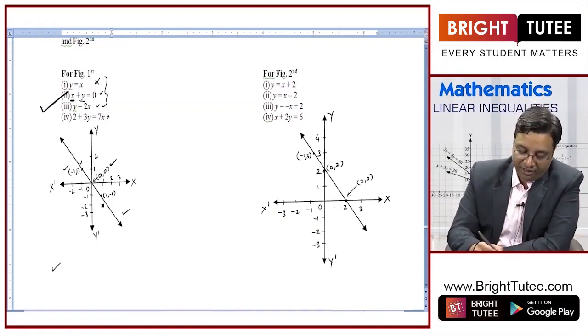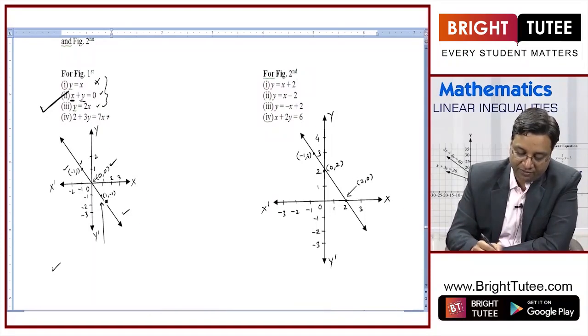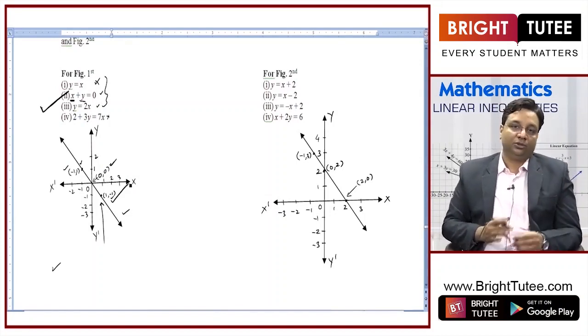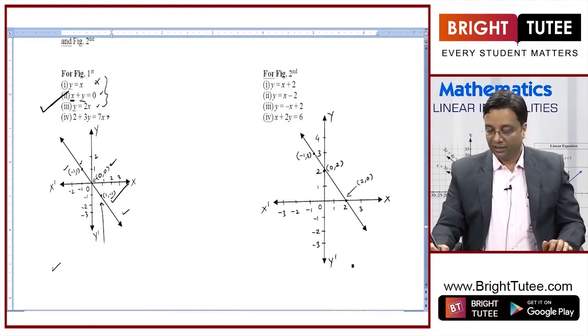And to verify, let me check a third point. If I put x equal to 1, y will be equal to minus 1. So this point is also a solution. Okay.